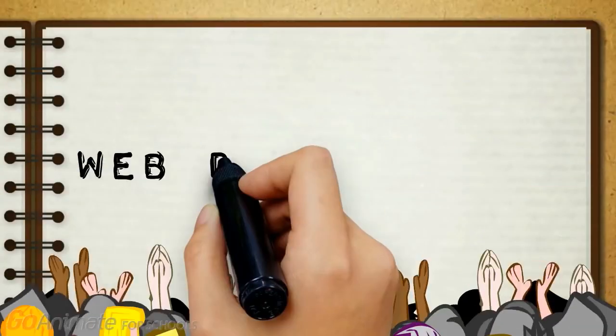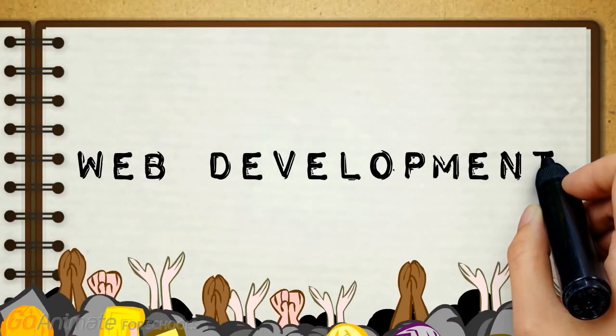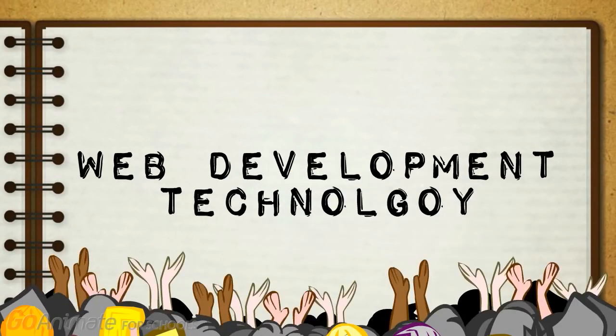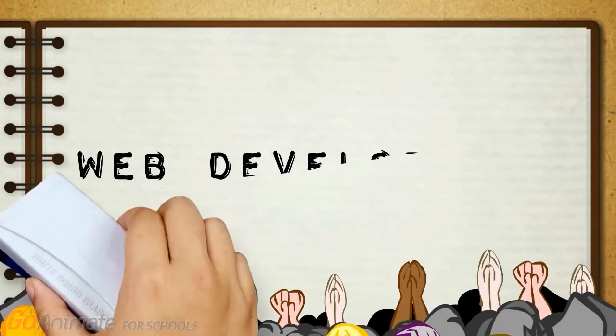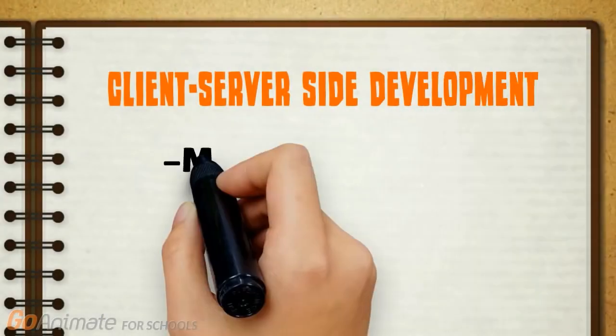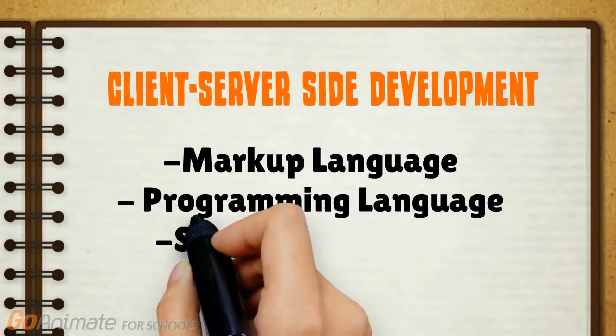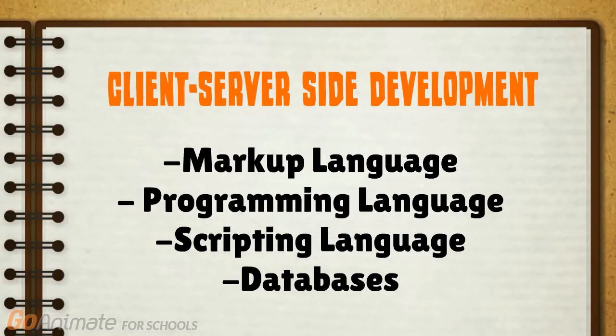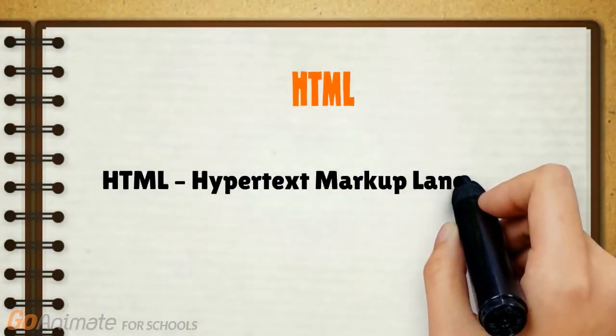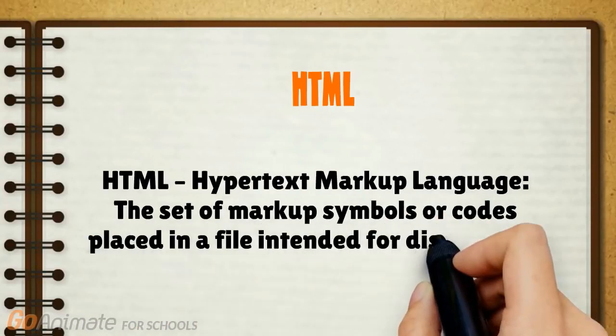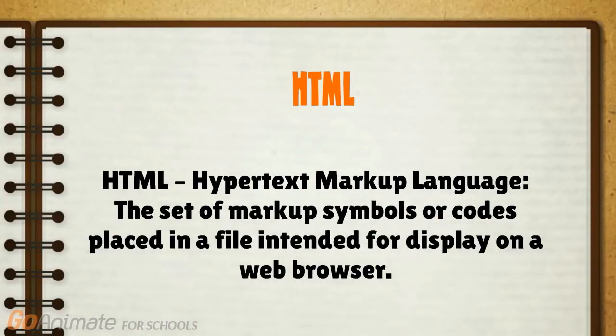Now, it's a good time to learn about web development technology. Client and server-side web development uses markup, programming, scripting languages and databases along with other technologies. We will quickly see a few of them. Let's see common client-side technology, HTML, Hypertext Markup Language, the set of markup symbols or codes placed in a file intended for display on a web browser.